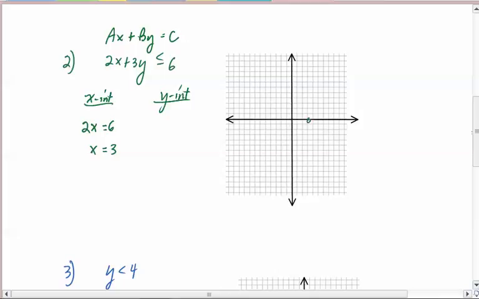So I'm going to put a point at 3. And now if I act like it's an equation and put a 0 in for x, then I get this.